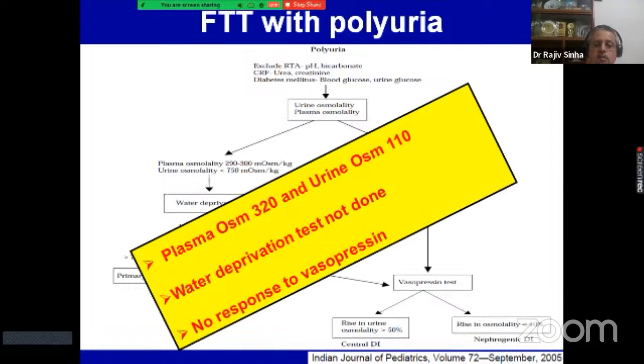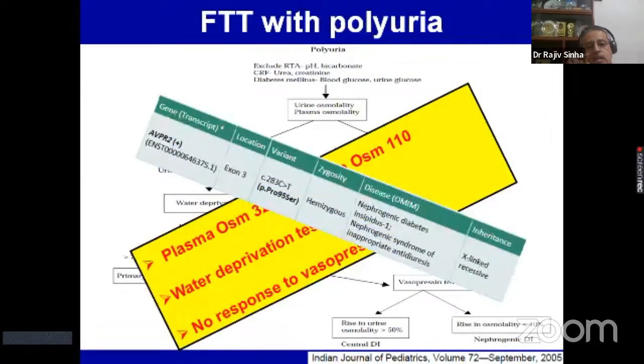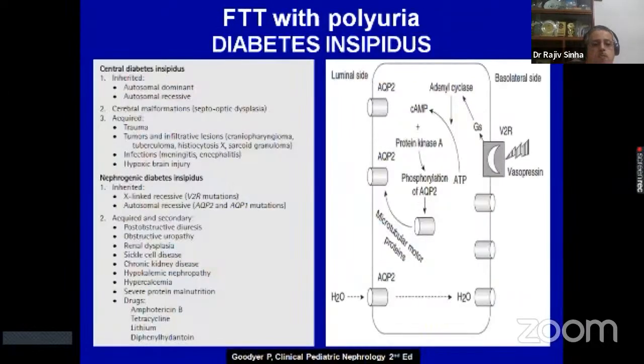In our child, the plasma osmolality was 320 and urine osmolality was 110. So we were thinking of NDI. A water deprivation test was not required. We went for a vasopressin challenge test, and there was no response to vasopressin, and the child had a diagnosis of nephrogenic diabetes insipidus, which was further confirmed by the genetic mutation.